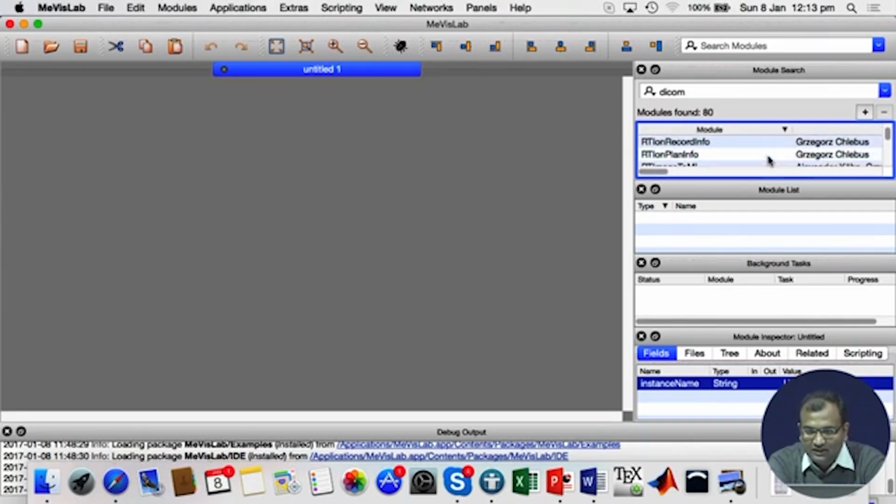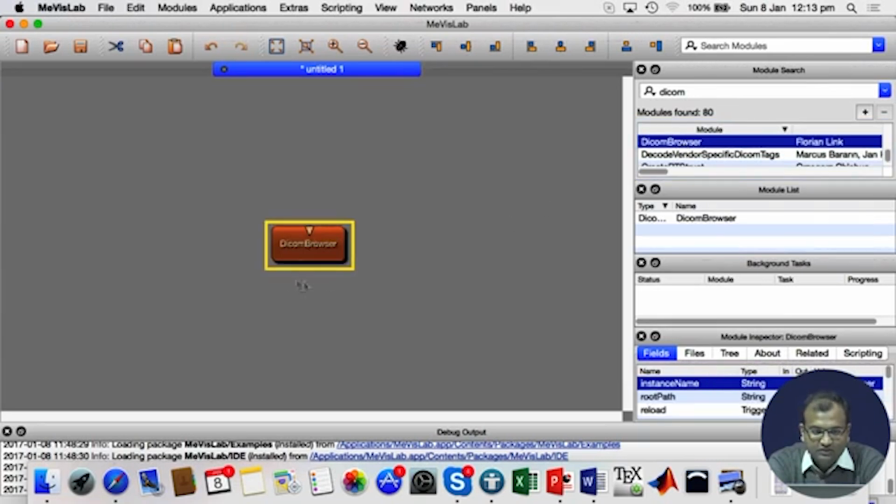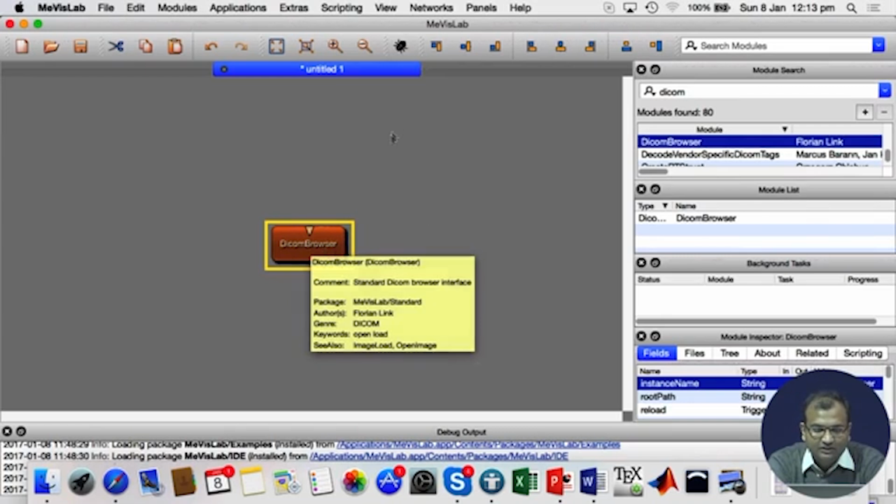I need to get access to a DICOM browser, so I just scroll and look down for it. I see a DICOM tag browser, everything. Yeah, so here is my DICOM browser. I just double click on this one and I get my module here. Now this is a graphical programming equivalent.